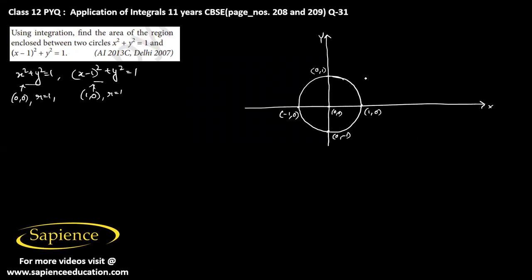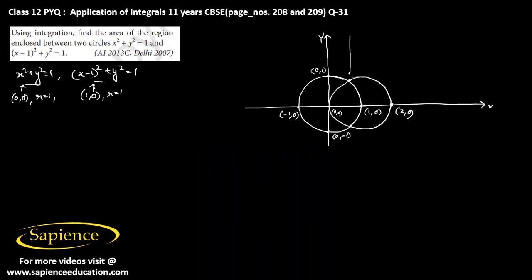And the other circle is also having equal radius. So this will be the other circle. It will intersect the x-axis at 0, 0 and at 2, 0. And these two circles will intersect at 2 points. The coordinates of those 2 points we have to find.